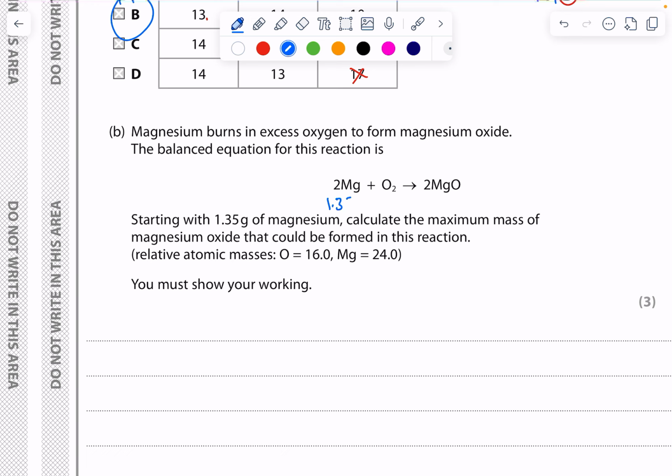Okay, magnesium burns in excess oxygen to form magnesium oxide, starting with 1.35 grams of magnesium. Calculate the mass of magnesium oxide that would be formed. And we're told the relative atomic mass. You must show your working out.